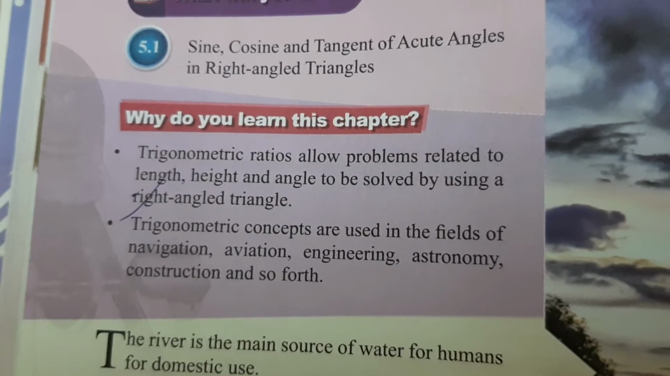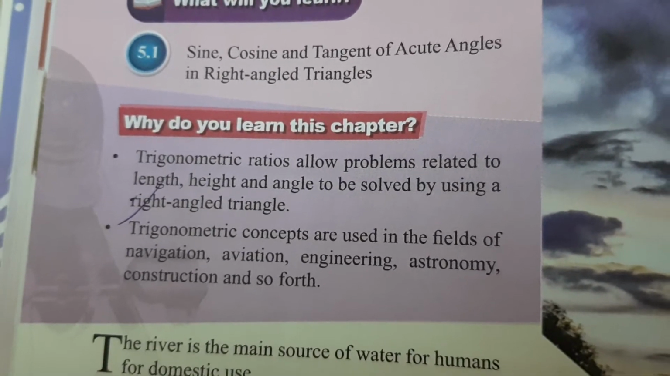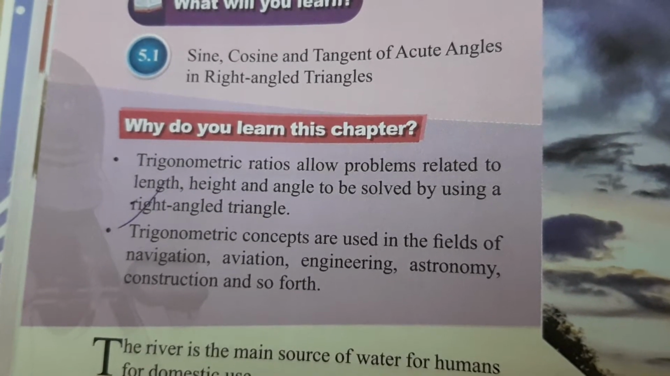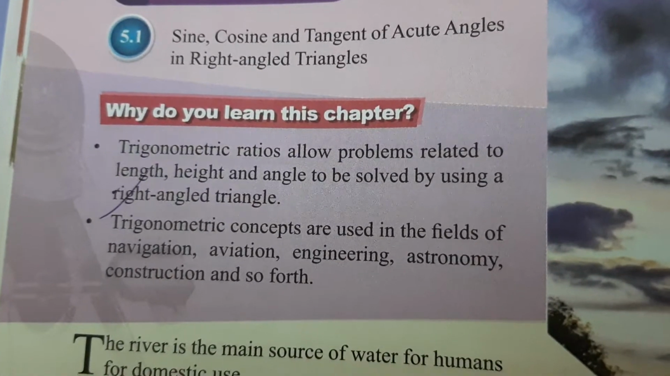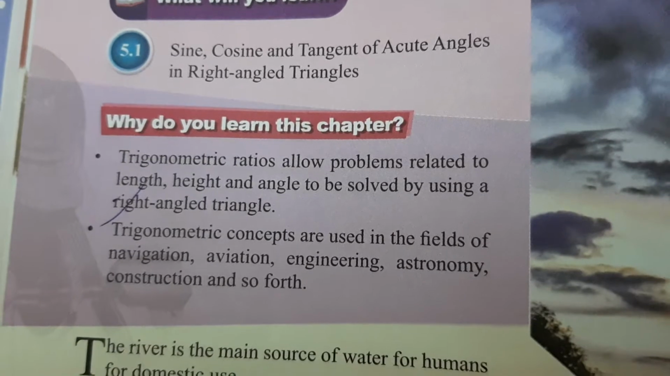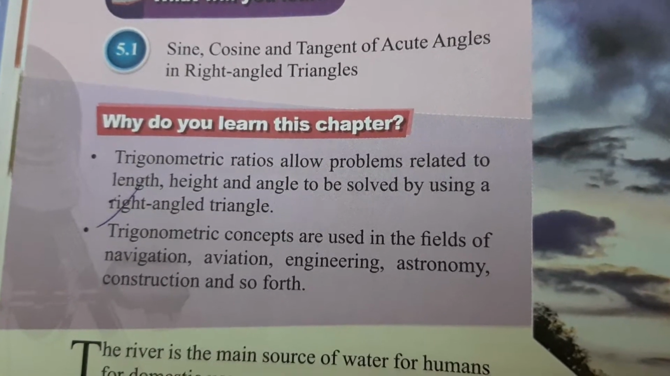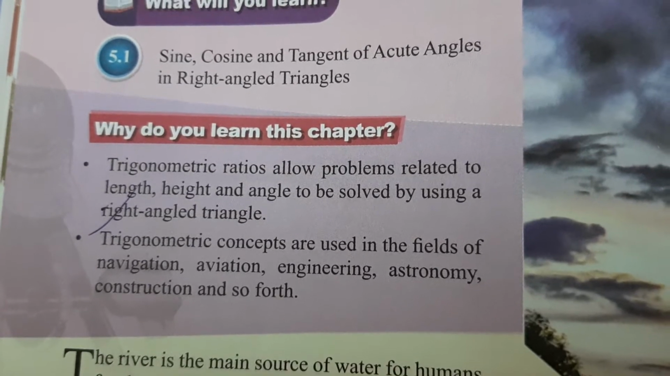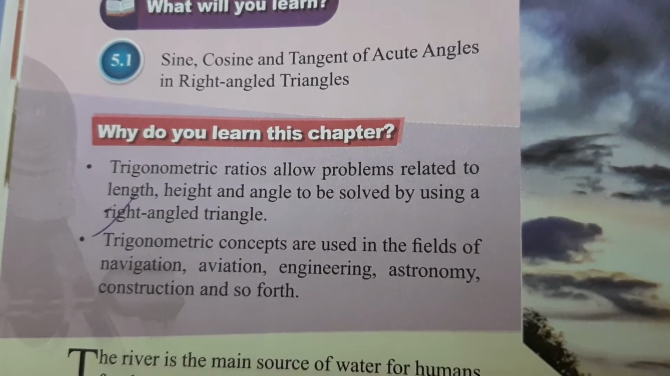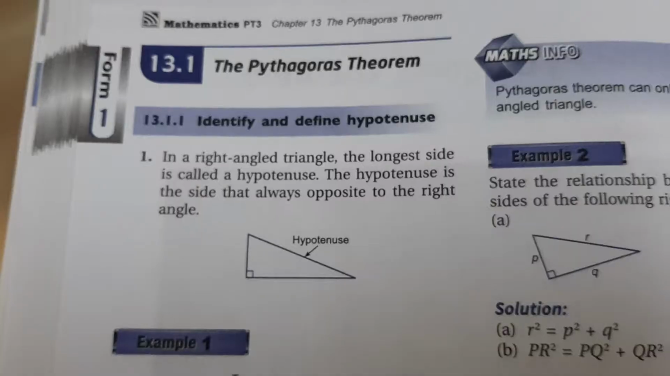Okay, why do you learn this chapter? Trigonometric ratio allows problems related to length, height, and angle to be solved by using right angle triangle. That means you can only use trigonometric ratios in right angle triangles. Trigonometric concepts are used in the fields of navigation, aviation, engineering, astronomy, construction, and so forth.